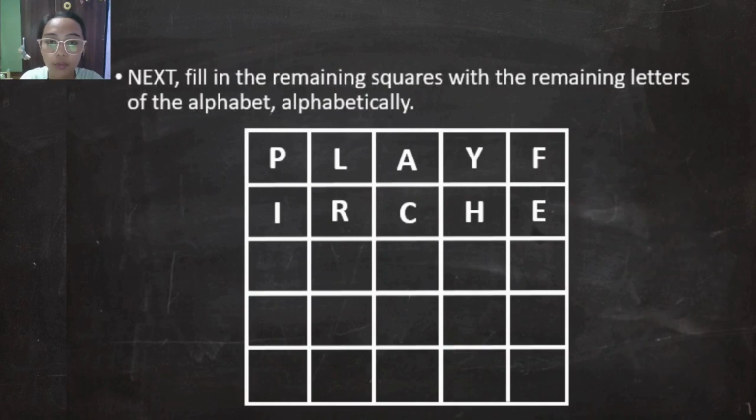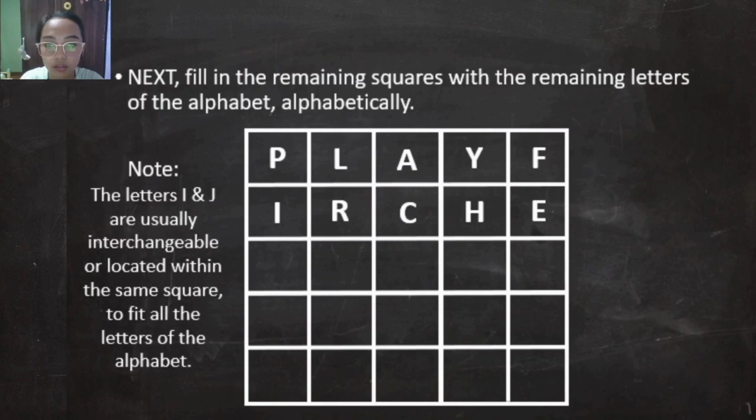So next up, we will fill in the remaining squares with the remaining letters of the alphabet, arranged alphabetically, of course. So there's a note that sometimes the letters I and J are usually interchangeable or located within the same square. To fit all the letters of the alphabet, as we all know, there are 26 letters in the English alphabet, and there are only 25 spaces or squares in the 5 by 5 Polybius square.